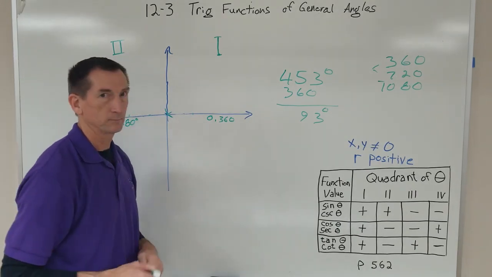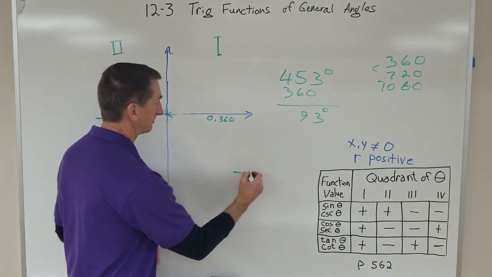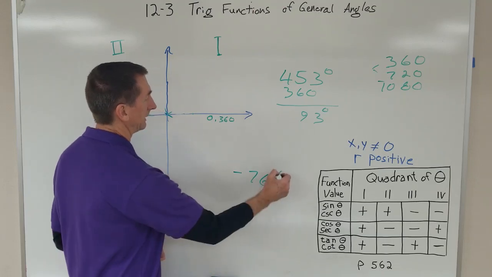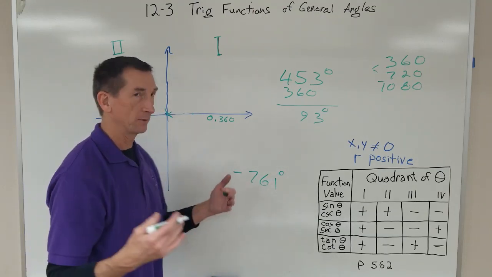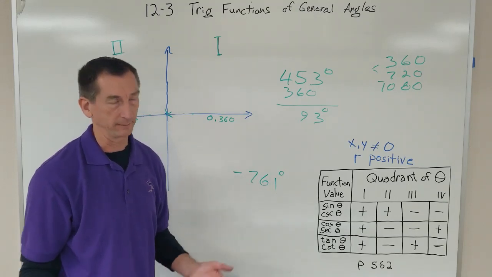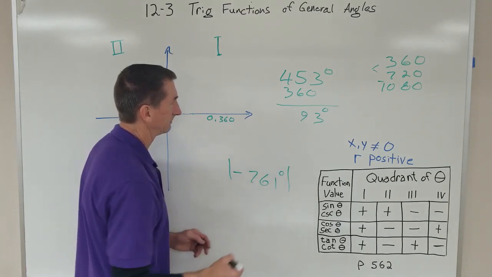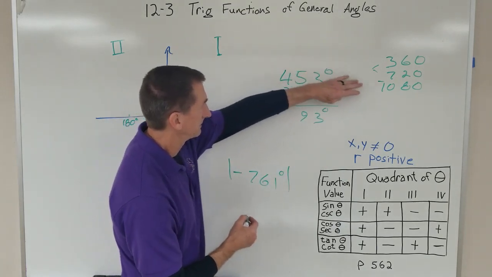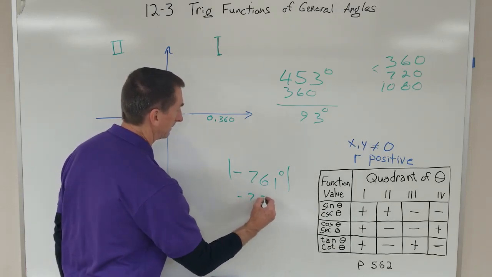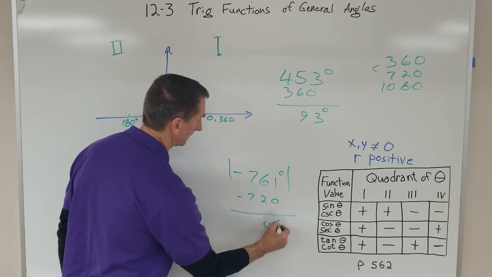Okay, so let's go way negative. Say negative 761 degree angle. All right, so again, reference angles are never negative. So we're thinking of absolute value here. And this one fits right in there, so I'm going to subtract 720 from there, and that ends up with a 41 degree angle.